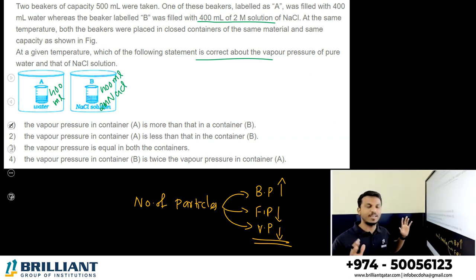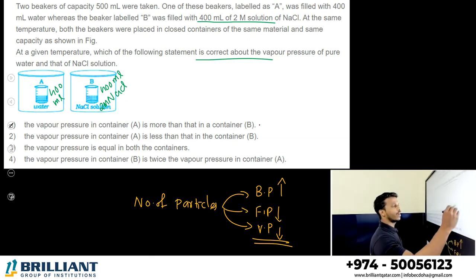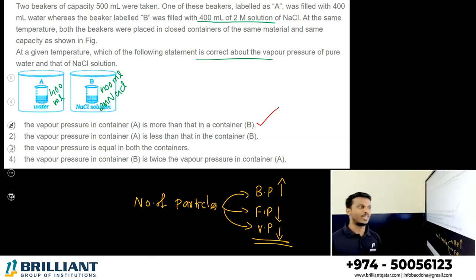Fully water is present in tank A, which has more vapor pressure. So what is the answer? The vapor pressure in container A is more than that of container B. Yes or no? So keep in mind this point, you will be able to answer so many questions. Number of solute particles increases in the solution, vapor pressure decreases. Option A can be the correct one.